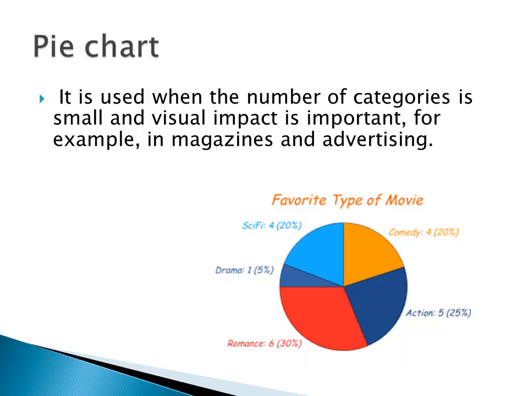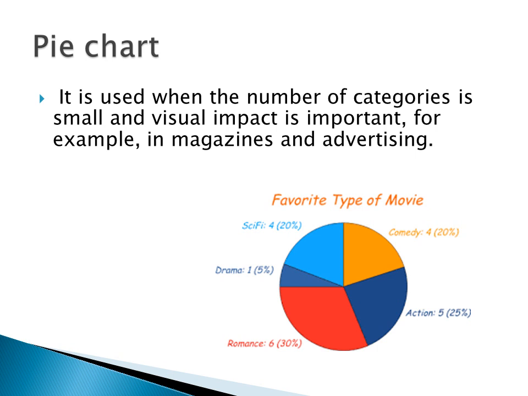Pie charts are used when the number of categories is small and visual impact is important. For example, in magazines and advertising. Pie charts are circles and the categories are sectors. The width of the sector depends on the popularity of the category.